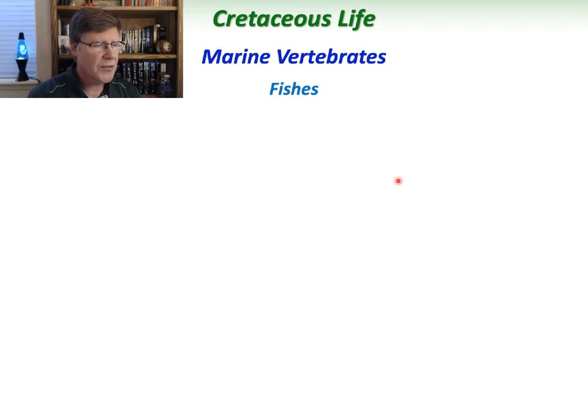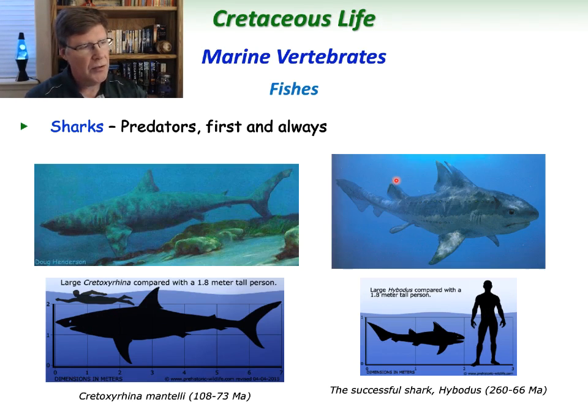Well, other forms of fishes included the sharks, as always, predators. And there are many different kinds in the Cretaceous seas, big ones and small ones. Cretoxyrena mentelli was a big one that lived until about 73 million years ago. Hybodus is a very common, successful shark form during the Cretaceous. It was actually present all the way back into the Paleozoic, 260, that's Permian, and lasted all the way to 66 million. So it's a very successful fish.